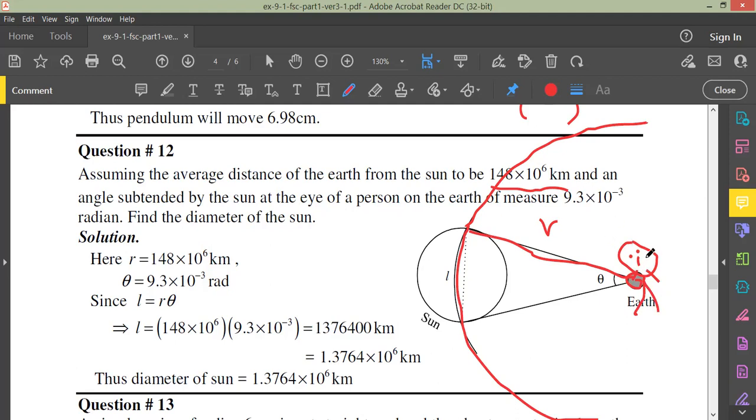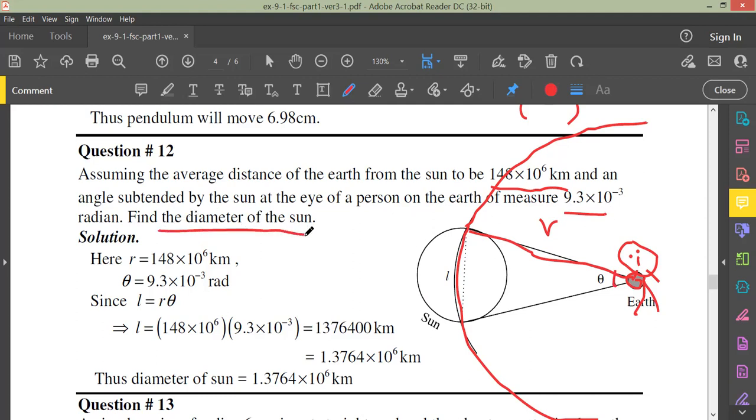This is the angle at the eye of the person on the earth, of the measure 9.3 multiplied by 10 raised to the power minus 3 radian. This angle is 9.3 × 10 raised to the power minus 3. Find the diameter of the sun.